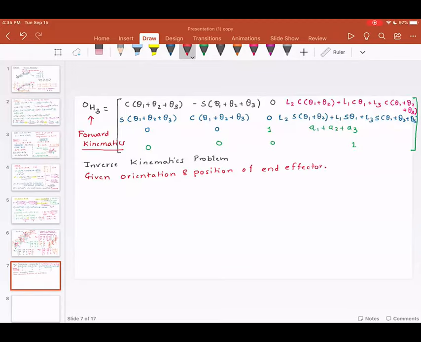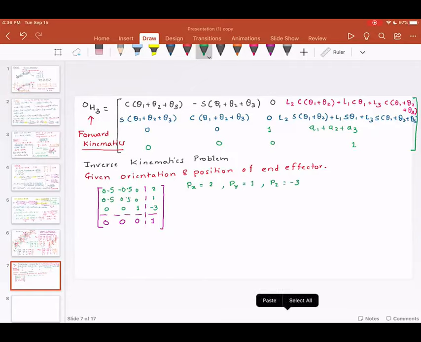There are various ways the orientation and position of the end effector can be given. The simplest way is they would give us a homogeneous transformation matrix, which will have numbers. Say, just to give you an idea, this would be 0.5, this could be minus 0.5, this could be 0.5, 0.5, 0, 0, 0, 0, 1. And this could be 2, 1, minus 3. Or they could give you the position Px equal to 2, Py equal to 1, Pz equal to minus 3, and the orientation of the end effector.